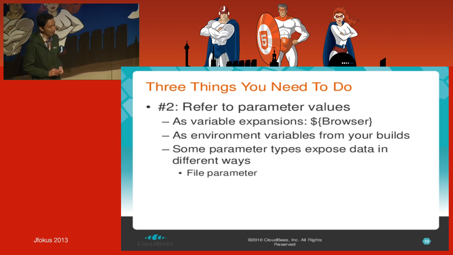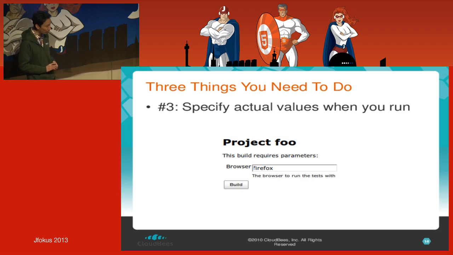There are some parameter types that don't fit into this model, most notably the file parameter, where the user is allowed to upload a file. This is actually very useful for a number of reasons. Obviously, the contents of the file will not fit into a single environment variable. It'd be too big. So what Jenkins is going to do is simply put that in the file system by the name of the variable, and then you'll be able to access it from your build script. So that's what you do as a job owner.